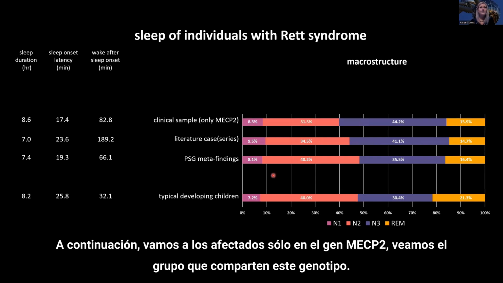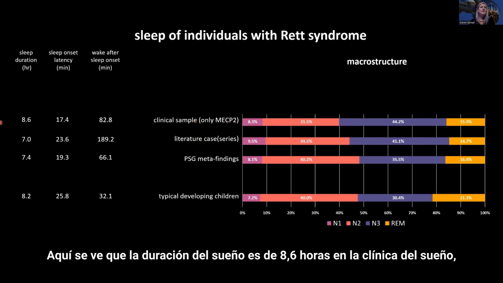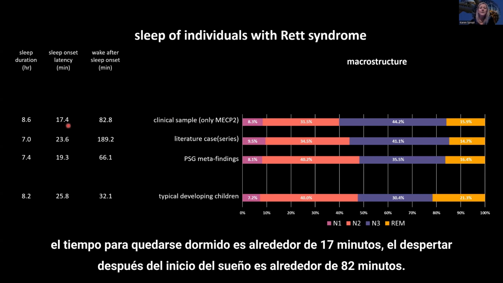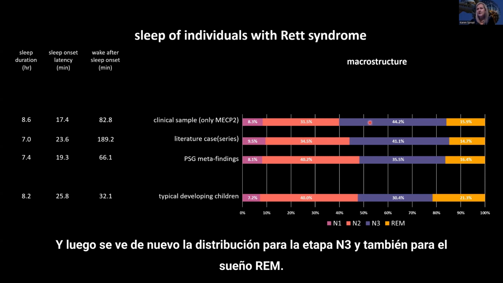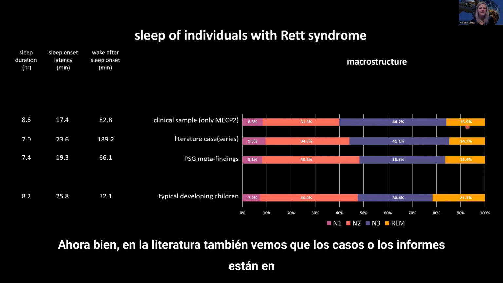Then we go into those only affected by the MECP2 characteristic, or group based on this genotype. So here you see the sleep duration is 8.6 hours in the sleep clinic, the time to fall asleep around 17 minutes, the wake after sleep onset about 82 minutes, and then you see again the distribution for the stage N3 and also for the REM sleep.